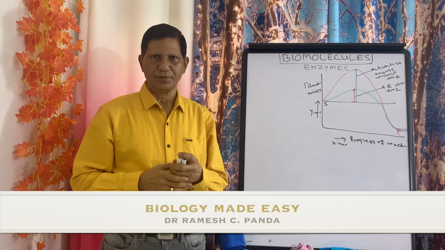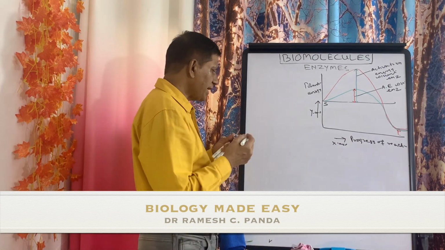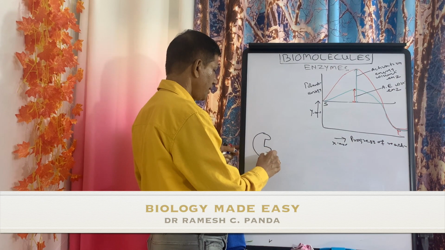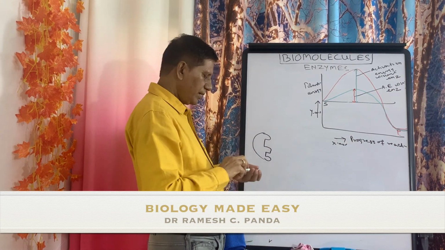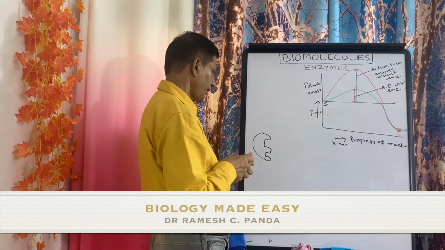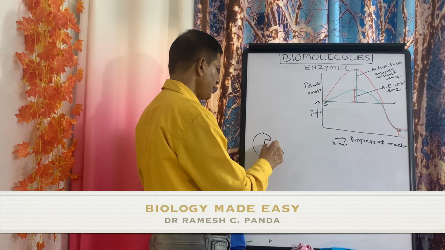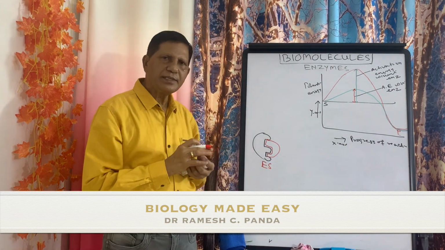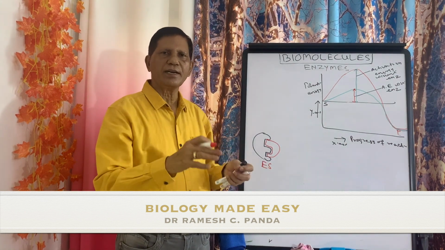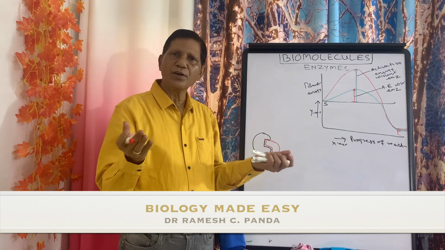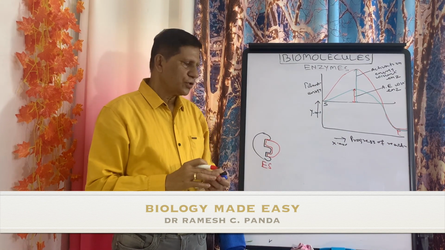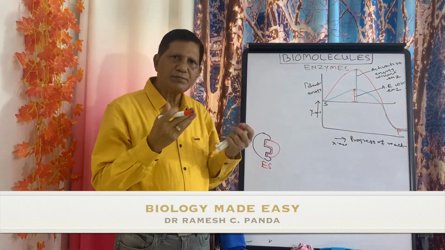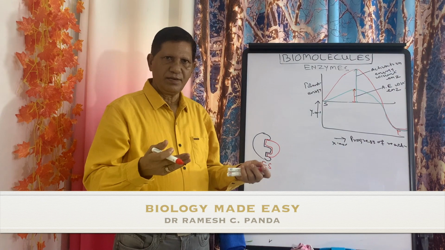But how? Usually, each enzyme has some active sites. And to this active site, the substrates combine. The substrate combines to the active site and they form one enzyme substrate complex. Then this enzyme substrate complex is converted to products and the enzyme is set free, because the enzyme remains unaltered at the end of the reaction. So this is the basic idea of how the enzymes function during their action.